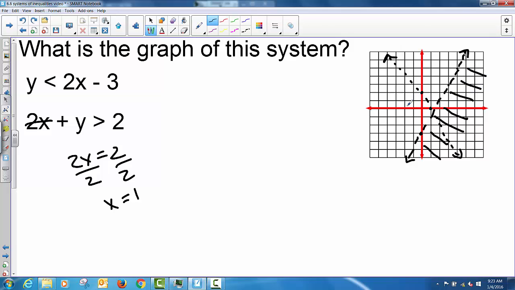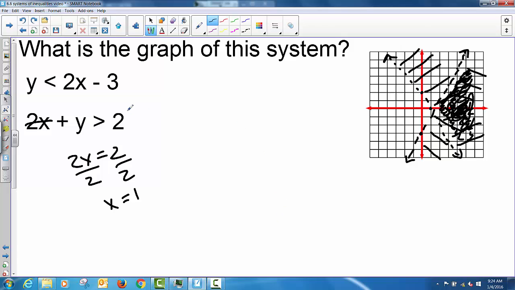All right, then the other one says y is greater than, okay? Y is greater than means that it's going to be above the line. So we shade above this line. So we shade above the line. And so our answer is in this section right here, see where the lines cross each other. So our answer is over here. Okay, do you understand how we got that?